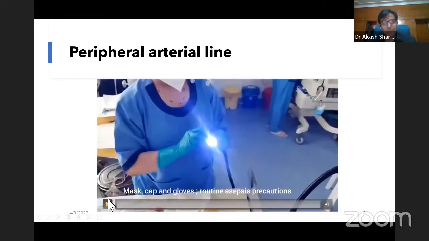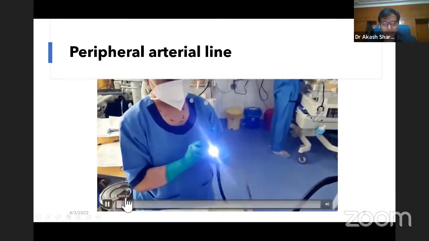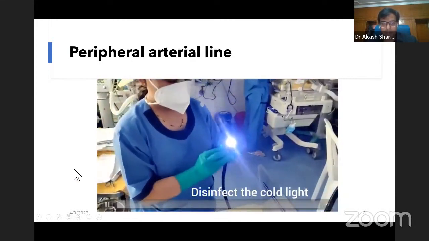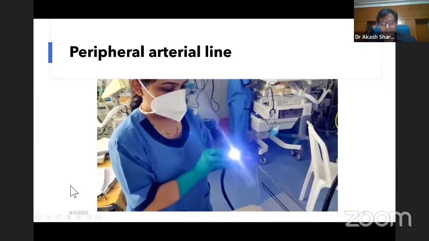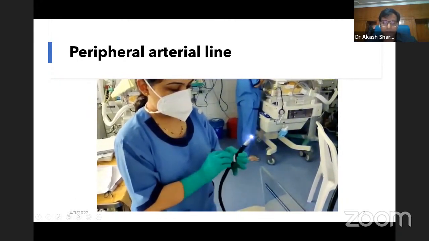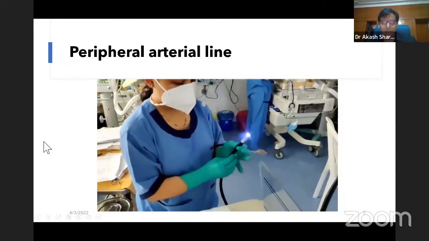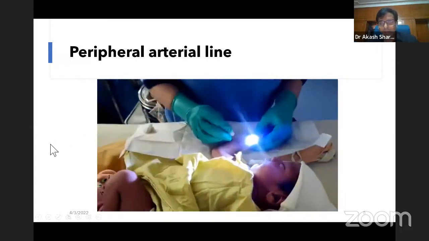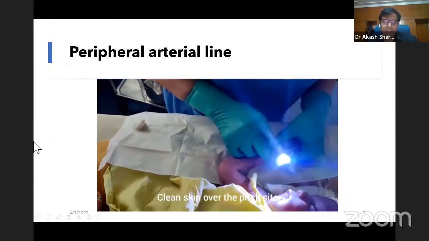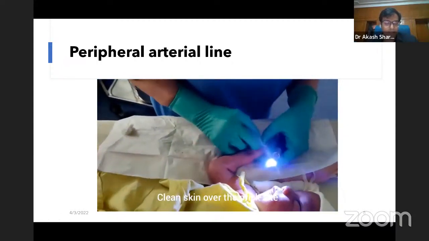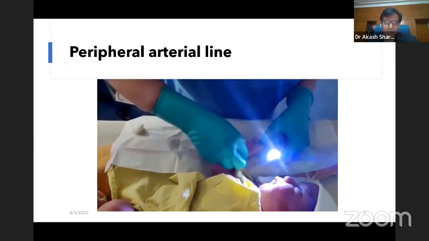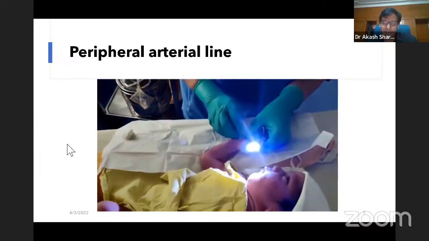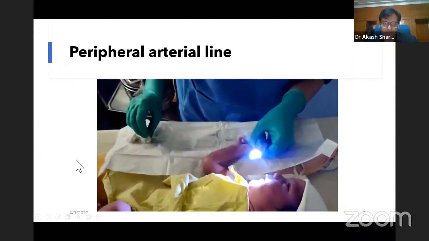I'll be going in brief through the procedure of putting in a peripheral arterial line, since the umbilical arterial line has already been discussed. So mask, cap and gloves, routine asepsis precautions should always be there. You disinfect the cold light at first. Again, the 3 swab technique may be used according to the unit protocol. If you are using chlorhexidine, then you may use chlorhexidine alone also. Similarly, the skin area should also be disinfected. And again, the 3 swab technique depending on the local unit protocol, or single chlorhexidine if the unit protocol states that you can use that also.